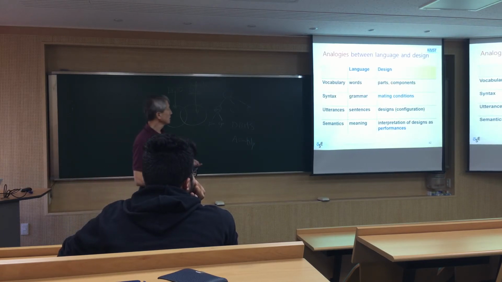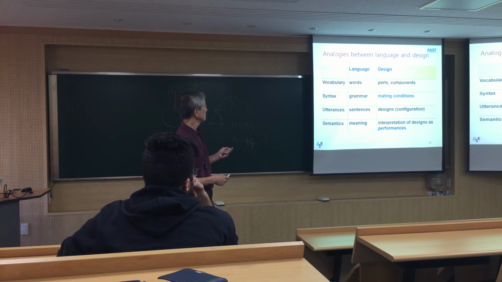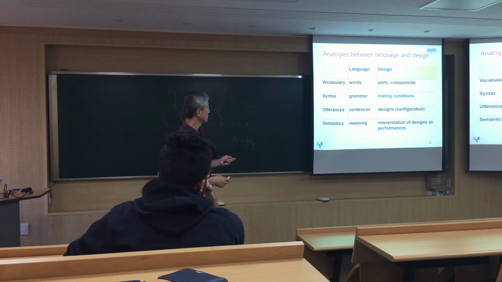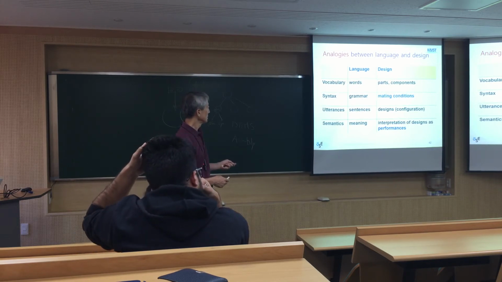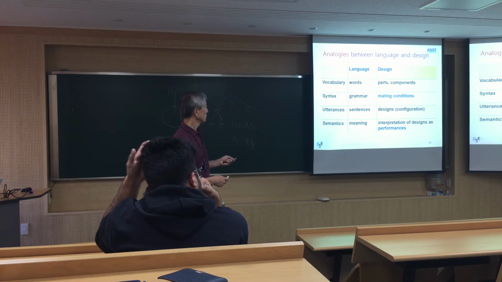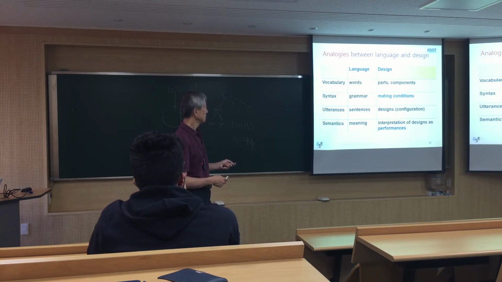So it's a comparison table of knowledge between language and design. In language we have words, grammar, sentence, and meaning. Right? In design there are parts and components, mating conditions, and the design itself, the drawing or CAD model, and then its performances. So very similar here in each one.